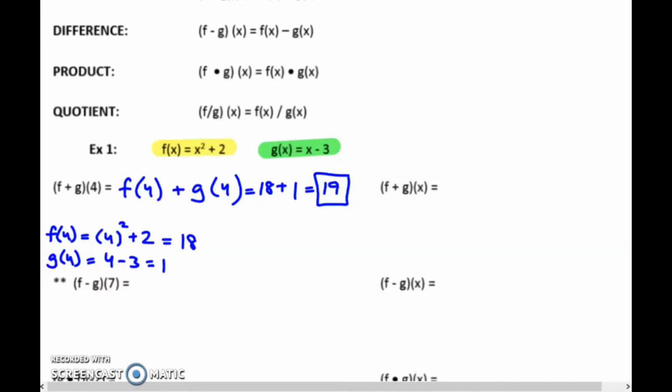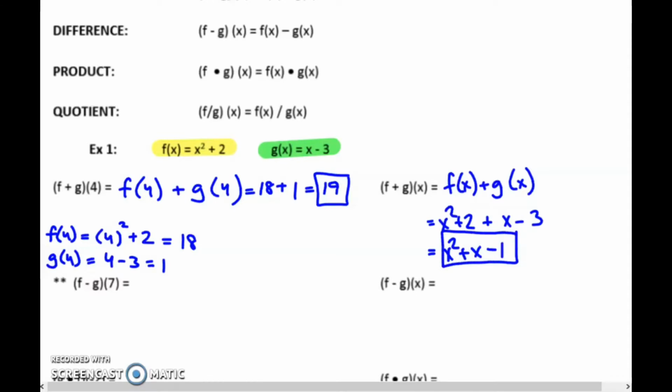So the next one now, (f plus g)(x), I want to take f(x) plus g(x) and add those together. So basically I'm not plugging in a number here, I'm just using the expression. So f(x) is simply x squared plus 2, plus g(x), which is x minus 3, and then I'm going to combine my like terms. So I get x squared plus x, and then 2 minus 3 is minus 1. So that's simply (f plus g)(x).